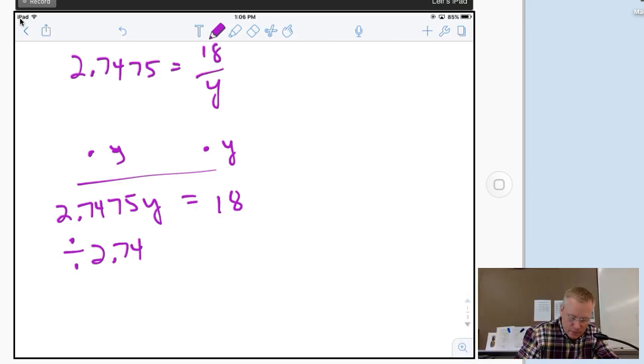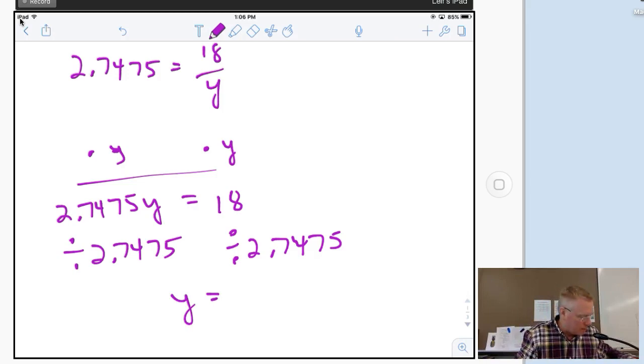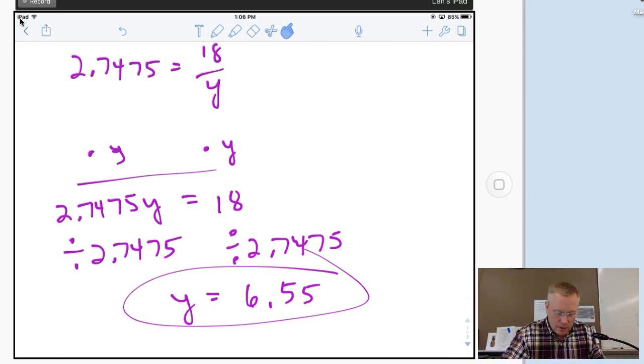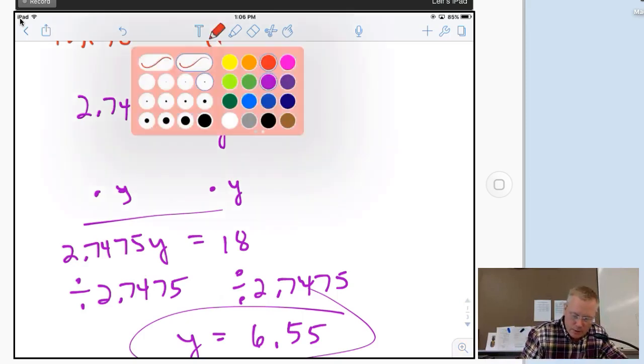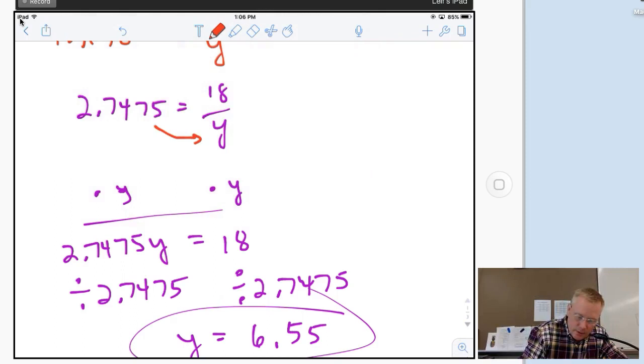The 2.7475, divide 18 by 2.7475, and when I do that, I get y equals 6.55, and that's the answer. Now, you'll notice something over here. What happens when you do all of this, you actually end up switching the variable and that decimal because you multiply it by y and then divide by the decimal.